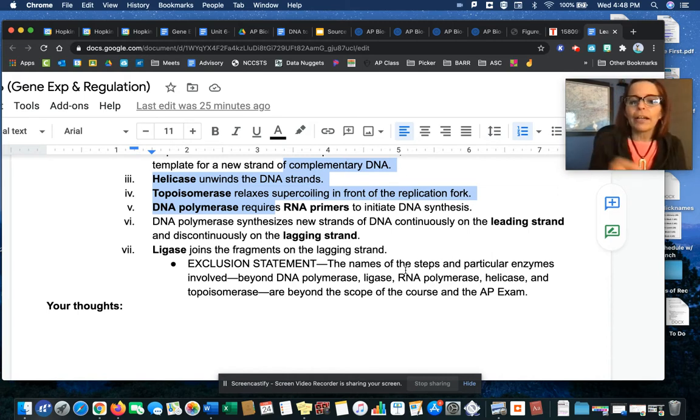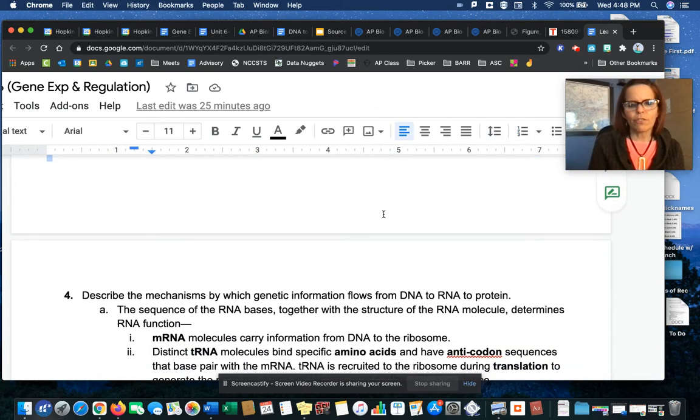DNA polymerase requires DNA primers. So that's with primase, the enzyme that does that. DNA polymerase synthesizes a new strand of DNA continuously on the leading strand and discontinuously, making Okazaki fragments, on the lagging strand, and then ligase joins those fragments. And that is it for this section.